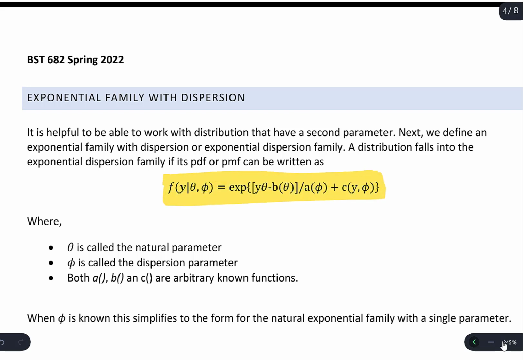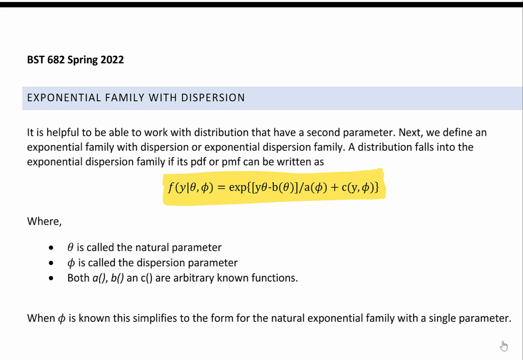Okay, so a couple things to note here compared to what we just looked at. First of all, notice that this does have an A, a B, and a C. These are not the same A, B, and C as what we just saw with the exponential family with a single parameter. Remember that we just used A and B to be arbitrary functions here. So the B that you see here is not the same B that you saw previously. So keep that in mind. These are just arbitrary known functions.